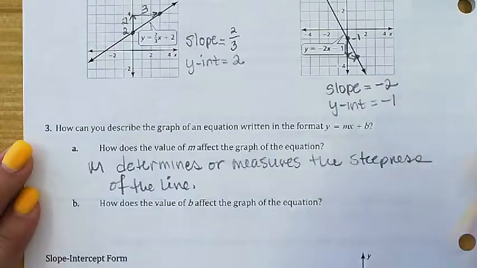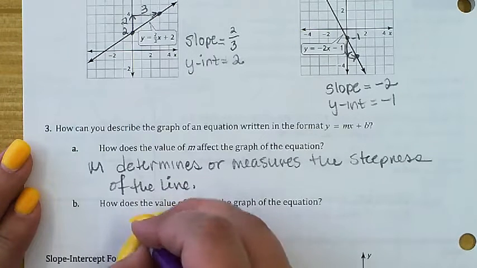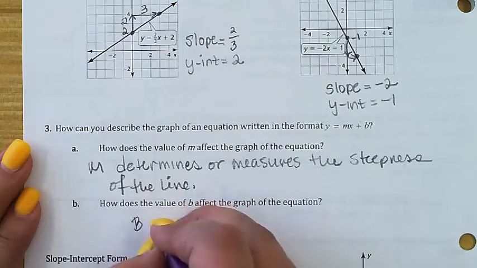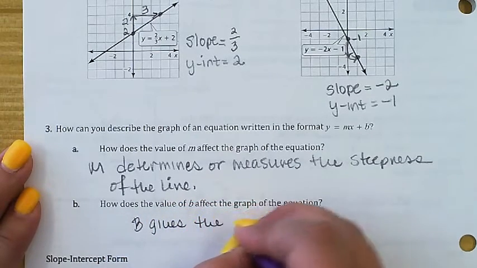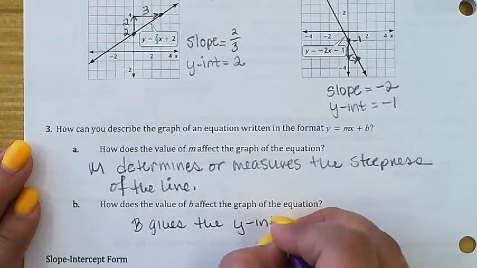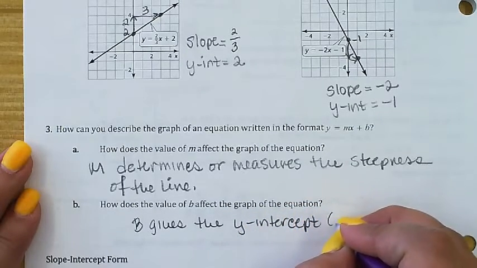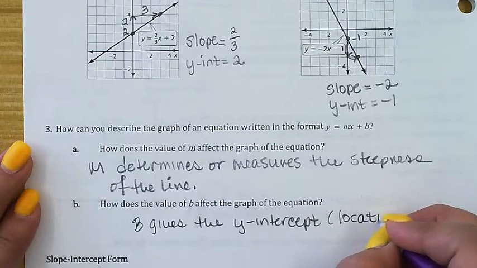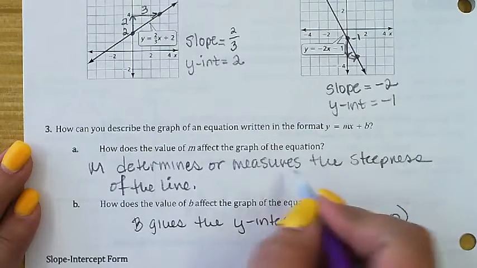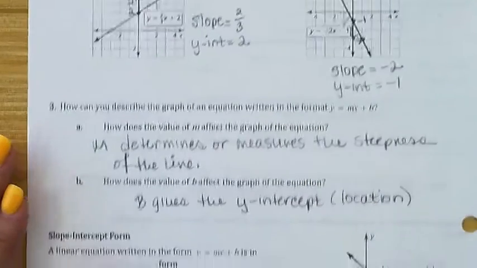That's its job, right? And then for b, how does the value of b affect the graph of the equation? Well, b is the y, it gives the y-intercept. Okay, gives us a location. Right, so m measures the steepness, b measures or denotes what the location is.